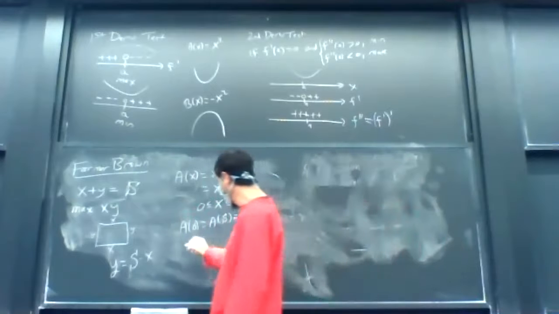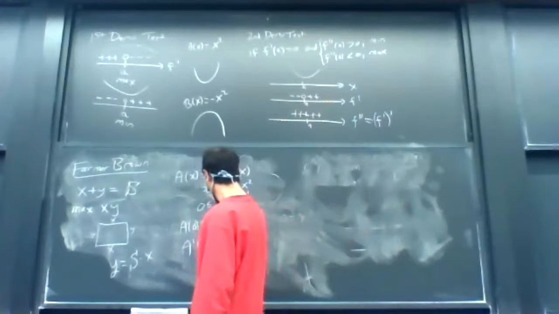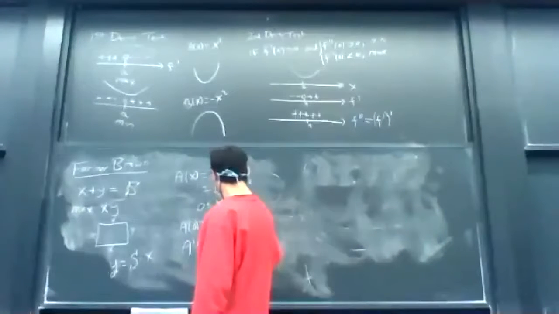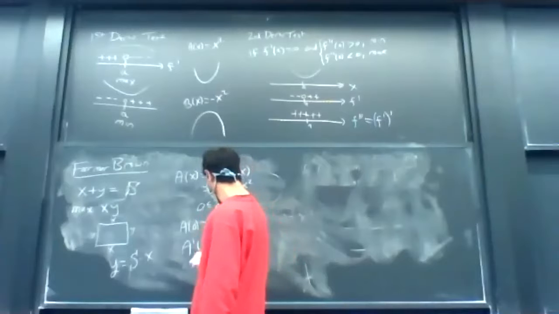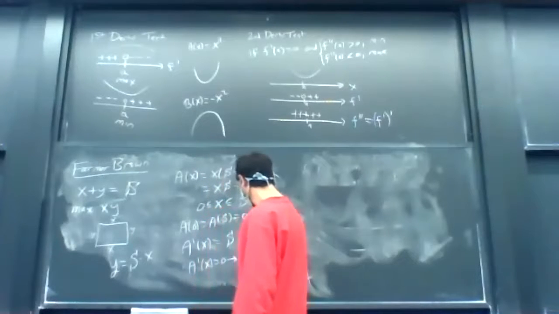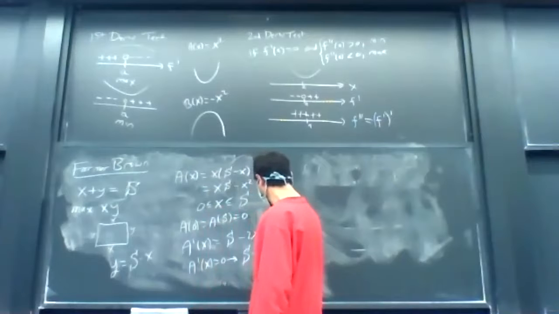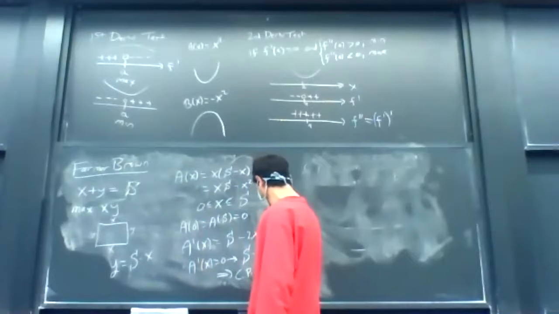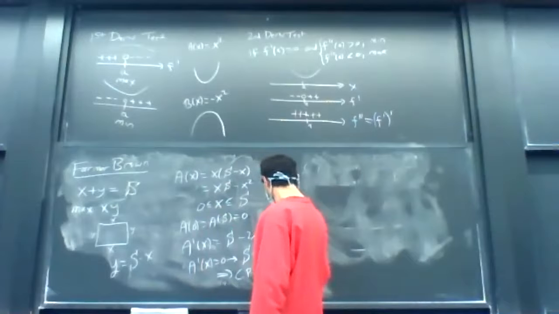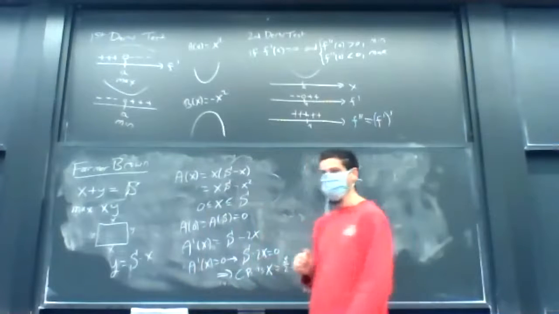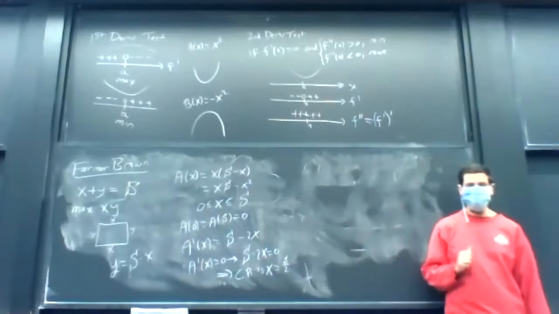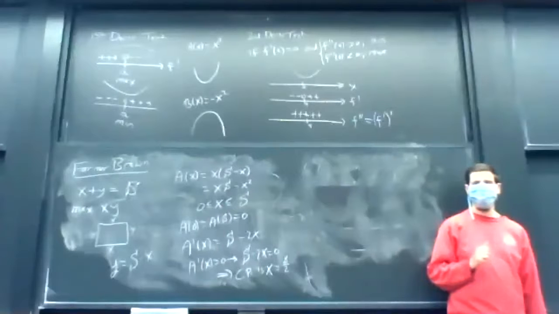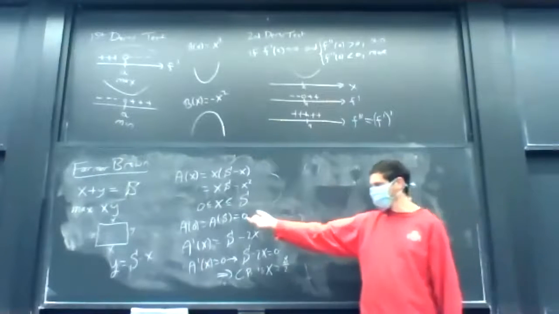And so when we calculate A prime of x to get the critical point, it's going to be s minus 2x. So A prime of x equals 0 implies s minus 2x equals 0. So therefore, the critical point is x equals s over 2. Technically, what should I do? Well, I just checked the boundary. The boundary is 0.